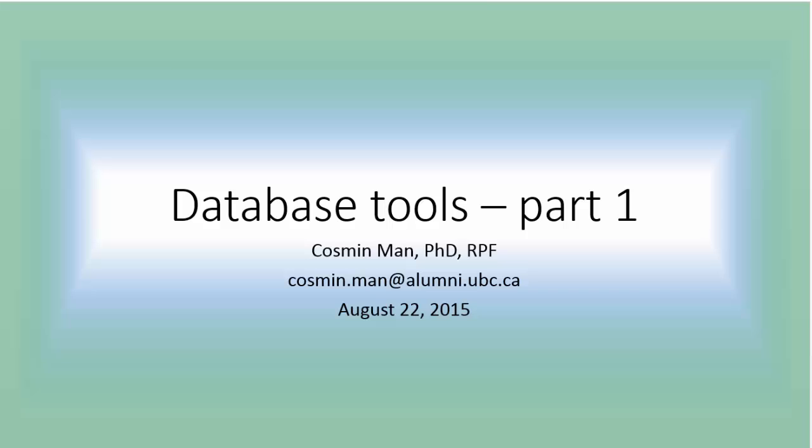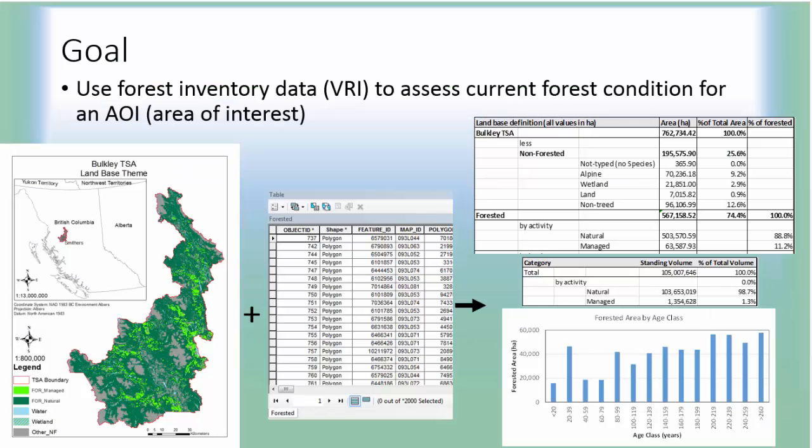Hello, I am Cosmin Man, and in this video I will show you how to use publicly available datasets to extract useful information about the land resources. The goal is to learn how to use some forest inventory data, in this case the BC Vegetation Resource Inventory or VRI, and assess the existing conditions for an area of interest.